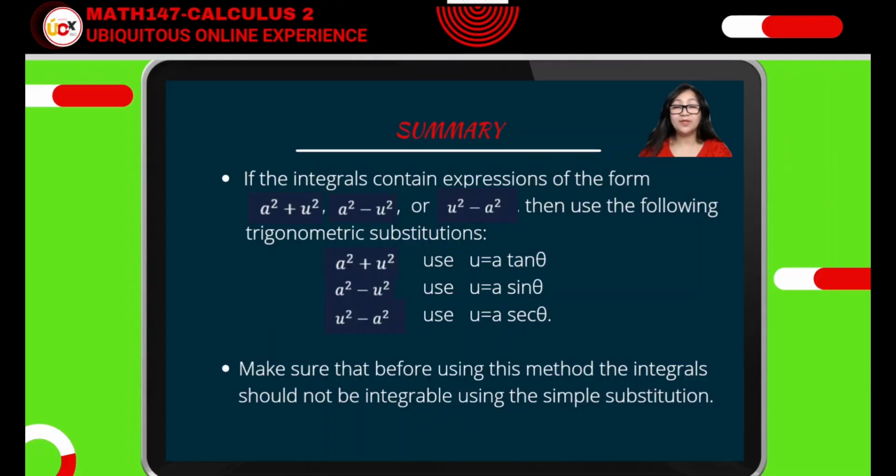So in summary, if the integrals contain expressions of the form a squared plus u squared, a squared minus u squared, or u squared minus a squared, then use the following trigonometric substitution. So for integrand with a squared plus u squared, then use the substitution u equals a tangent theta. Then if the integrand contains the expression a squared minus u squared, then use the substitution u equals a sine theta. And for u squared minus a squared, use the substitution u equals a secant theta.